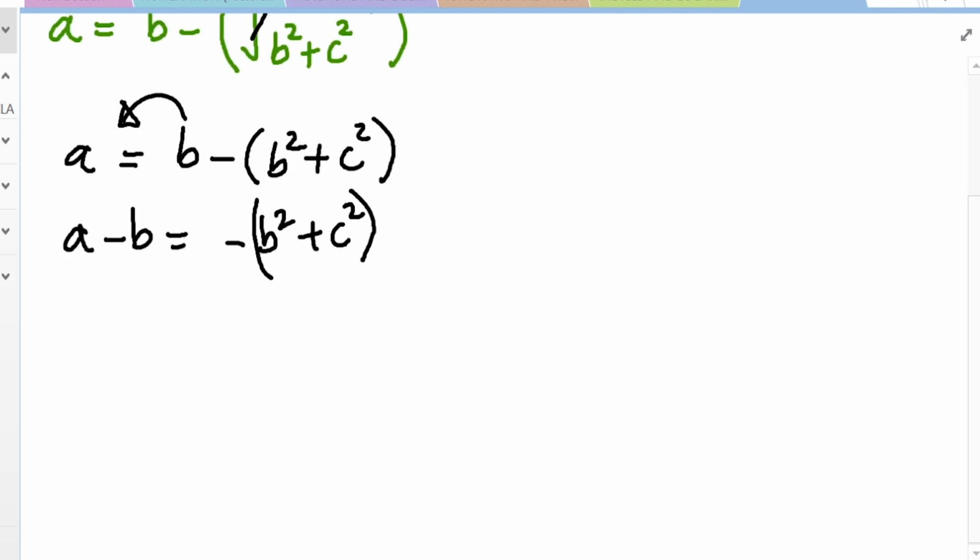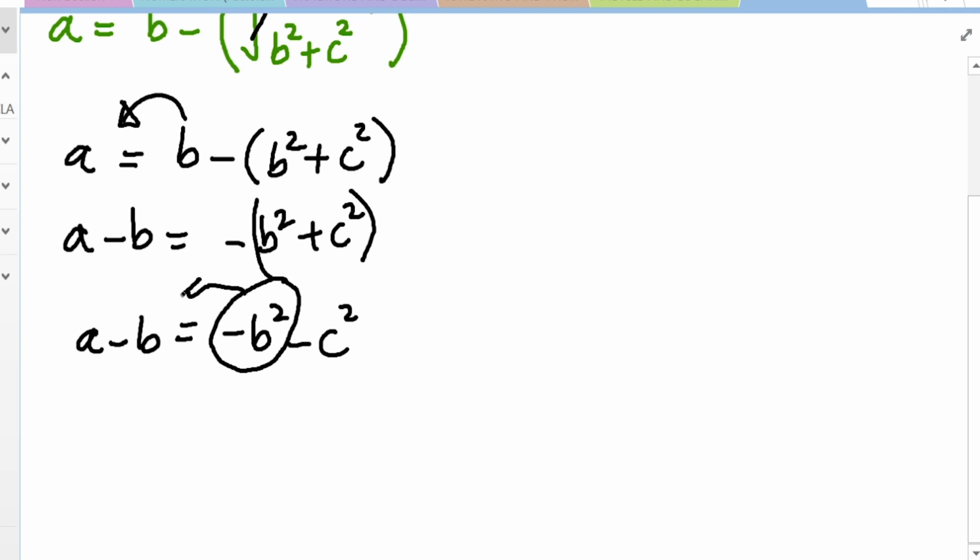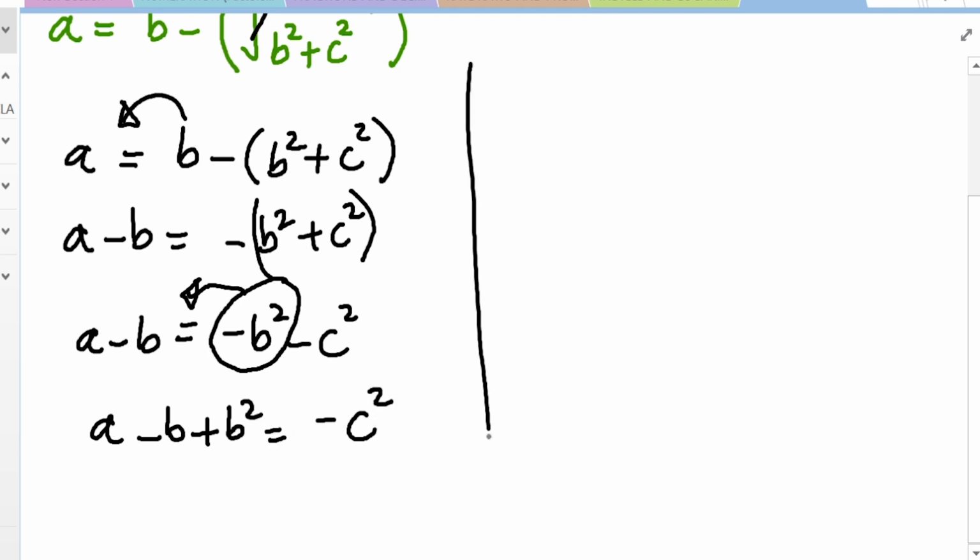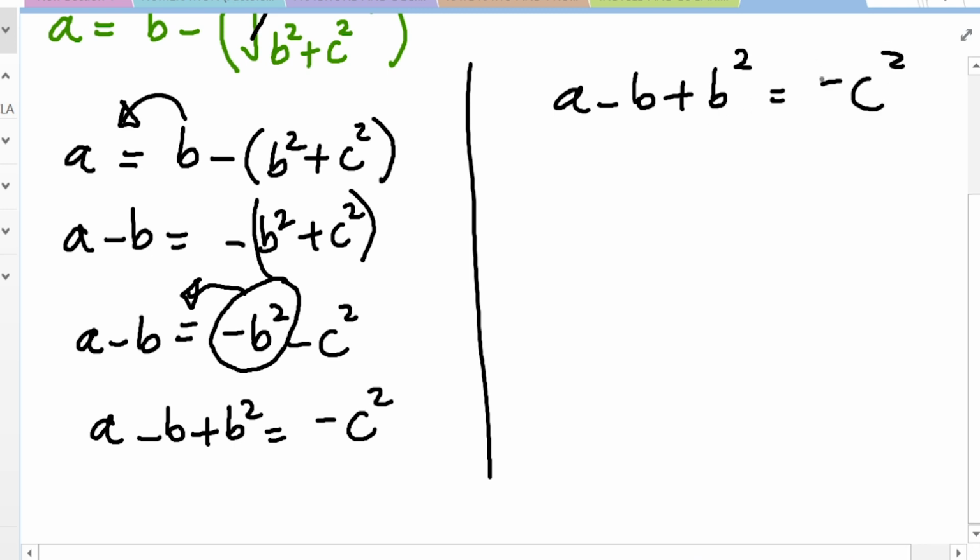Alright, after putting that b that side, remember we want to isolate c. Let's open brackets here. So this is becoming a minus b is going to be equal to minus b squared minus c squared. Okay, so again, let's take that b that side, so it becomes a minus b plus b squared is equal to negative c squared. So let me rewrite this here. It is a minus b plus b squared is equal to negative c squared.